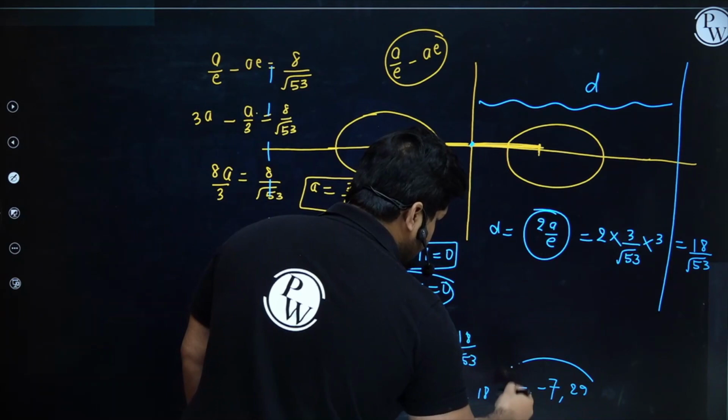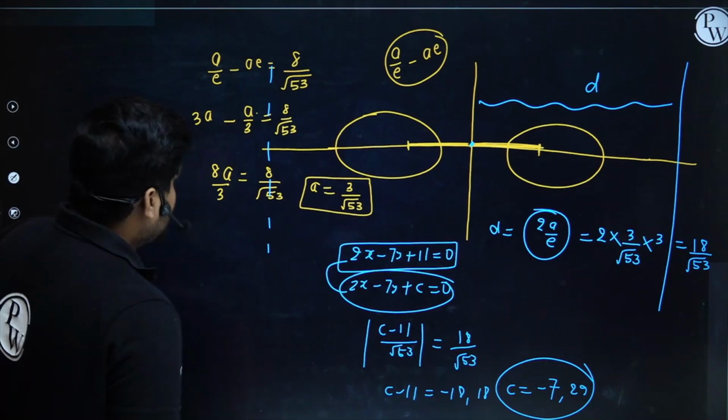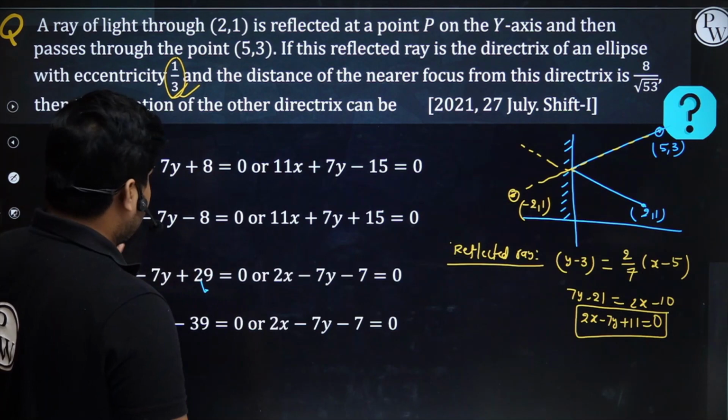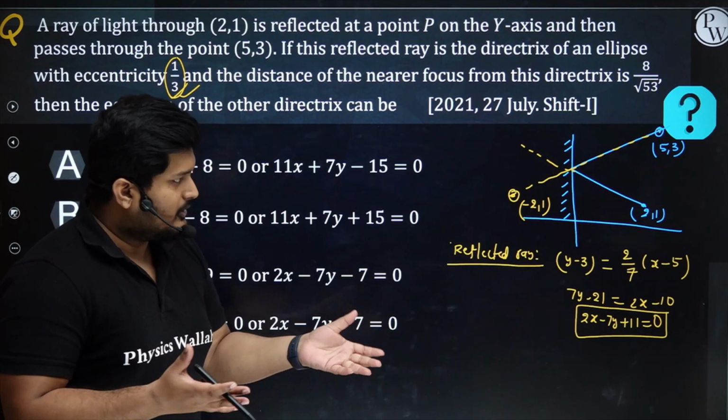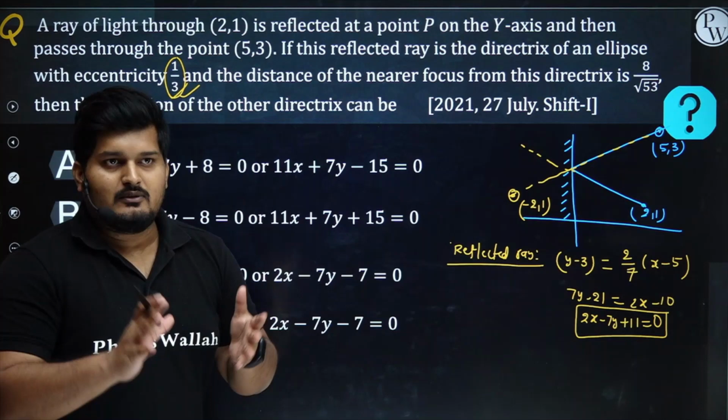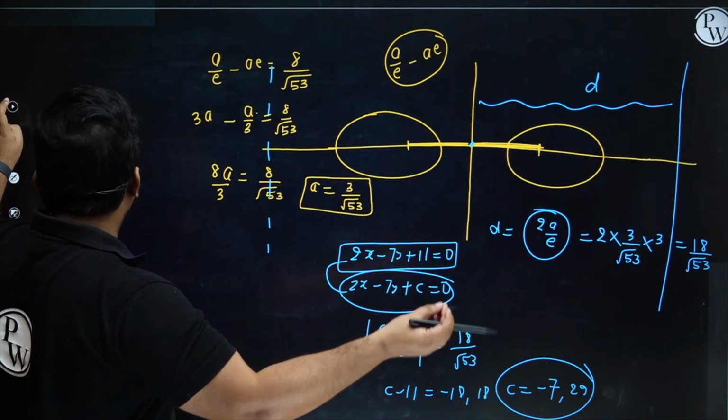This will be our answer. Minus 7 or 29, there are going to be two possibilities. So we have the answer as 29 and minus 7, so C is the correct option. Its fundamental properties have been used, the most basic things which we can understand from any given ellipse. So the problem was again easy, slightly calculative, but not difficult.